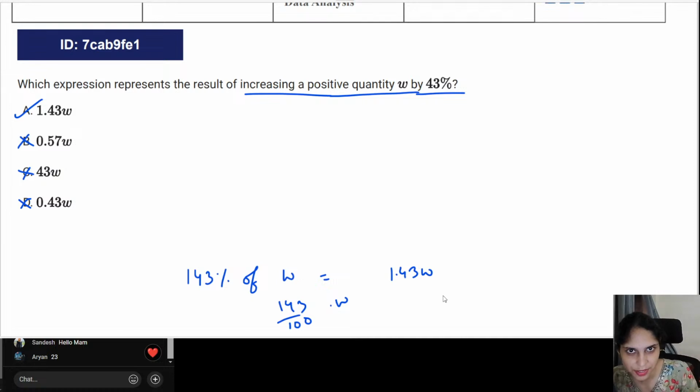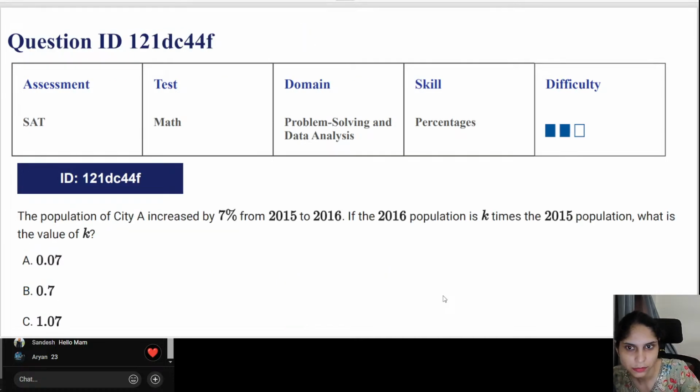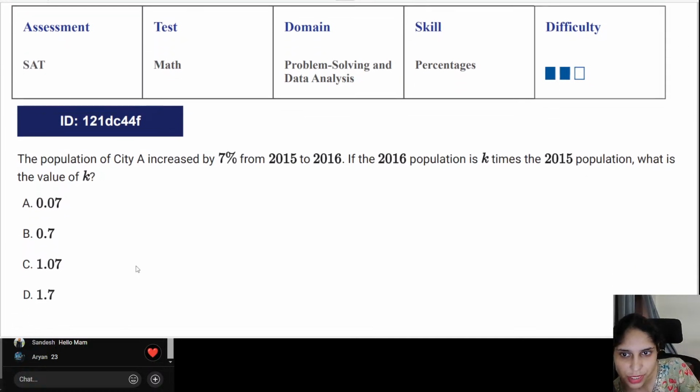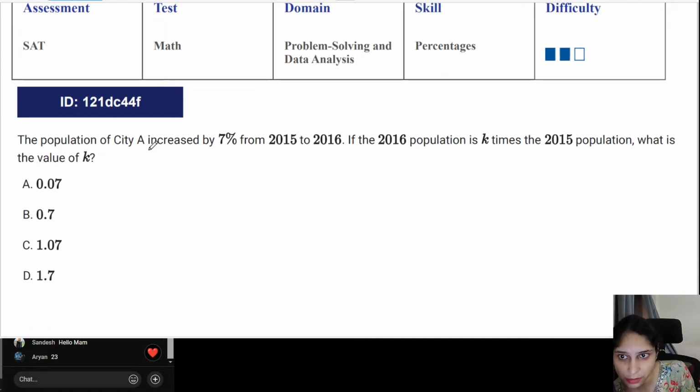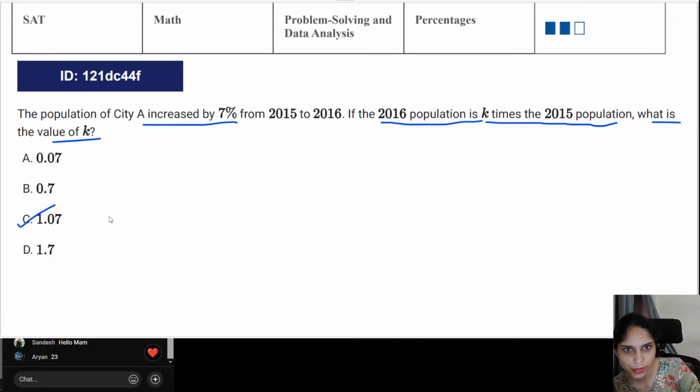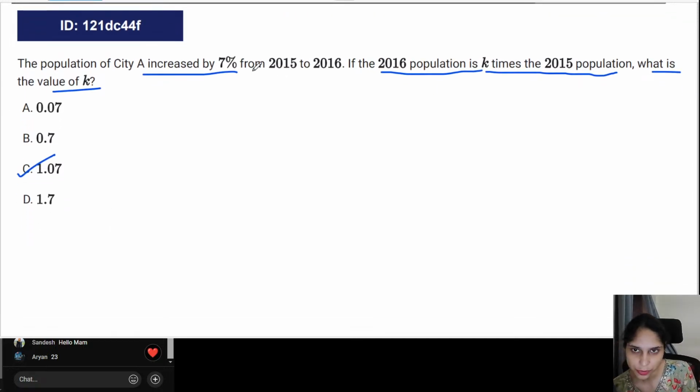Next one is question number 14. I thought the question number was 14, yeah. The population of city A increased by 7% from 2015 to 2016. If the 2016 population is k times the 2015 population, what is the value of k? So people will directly write 1.07. That's correct. Okay, why is it going to be 1.07? Because you are increasing by 7%.